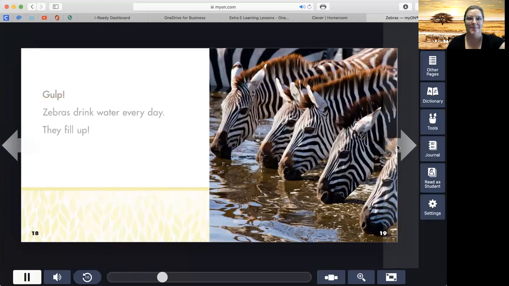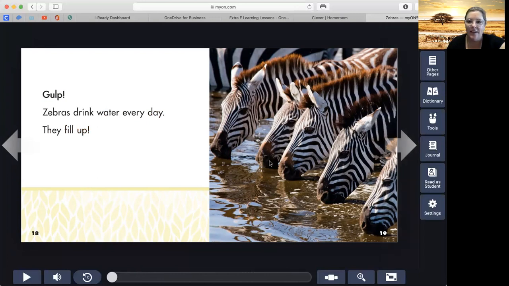Gulp! Zebras drink water every day. They fill up. Wow, look at them drinking out of the pond there. And look, it looks like some of them are even in the water getting a drink. They live in Africa, and Africa can be very hot, so they have to stay hydrated by drinking lots of water. You'll notice here in this picture behind me of the African savanna, these zebras are also drinking water.